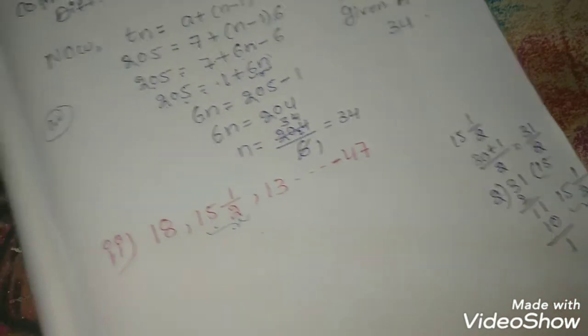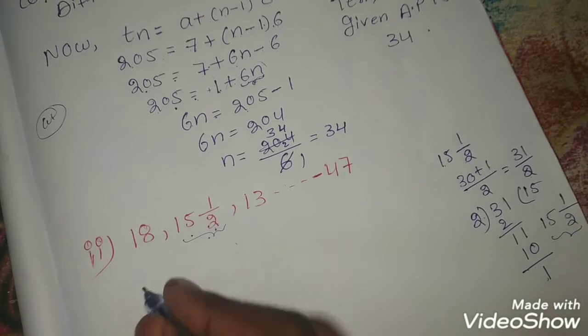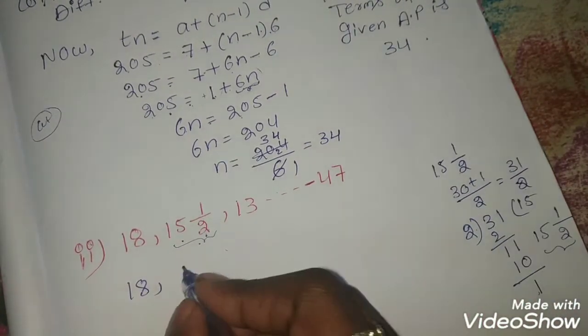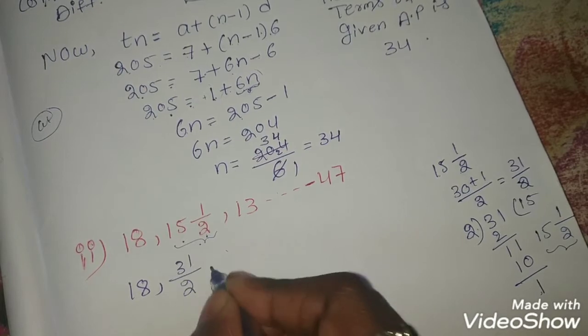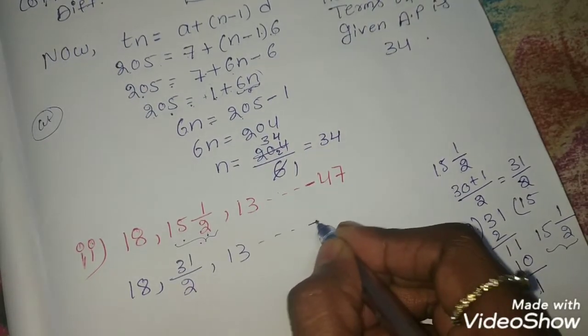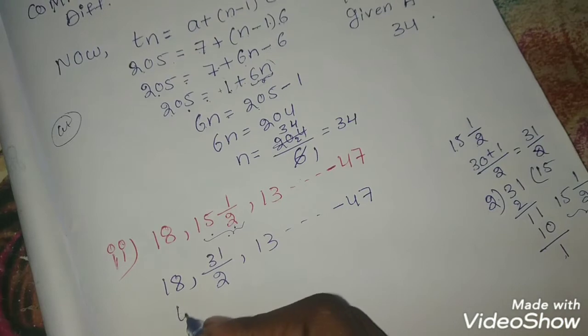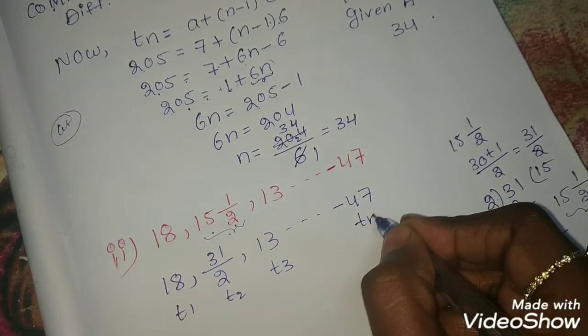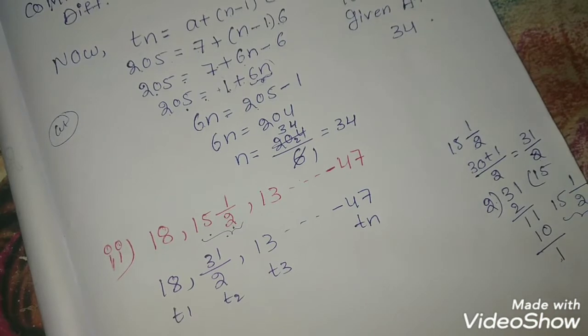So let's start the solution first of all. What are our terms here? 18 comma 15 1 by 2, which can be written as 31 by 2, 31 by 2 comma 13 and so on, that is minus 47. This is term 1, term 2, term 3. This is the nth term. We need to find what is n. How many terms are there?